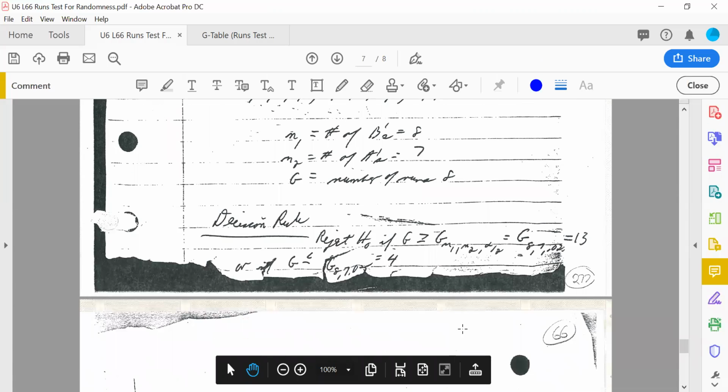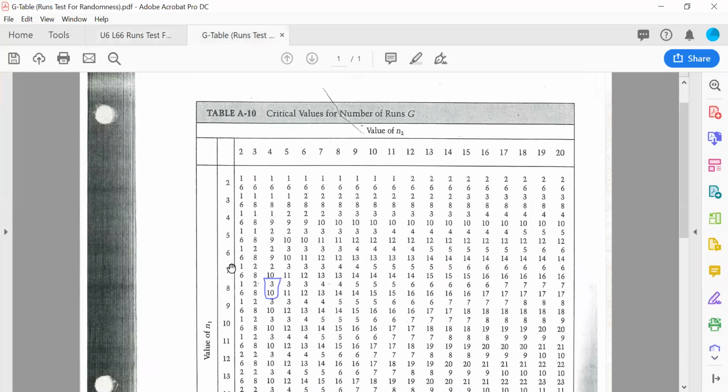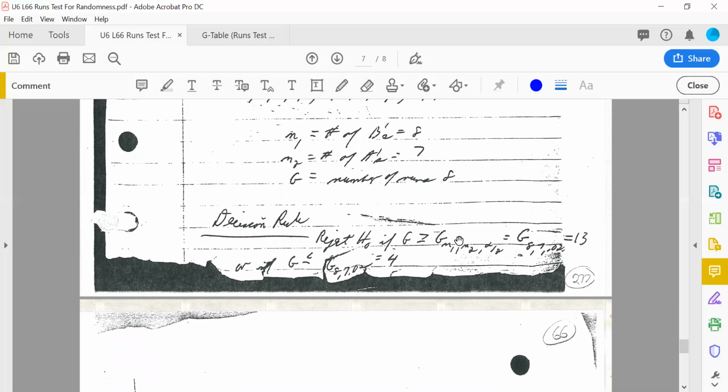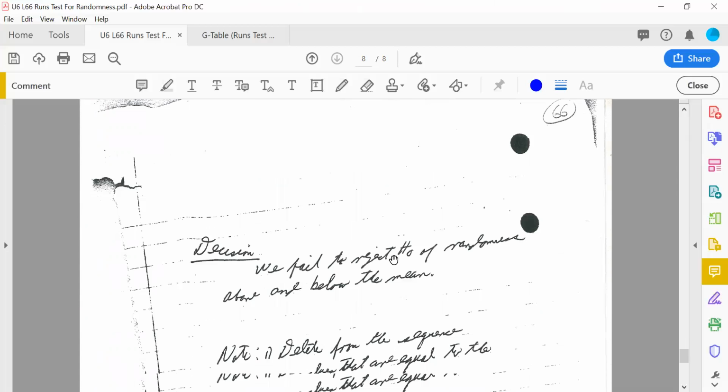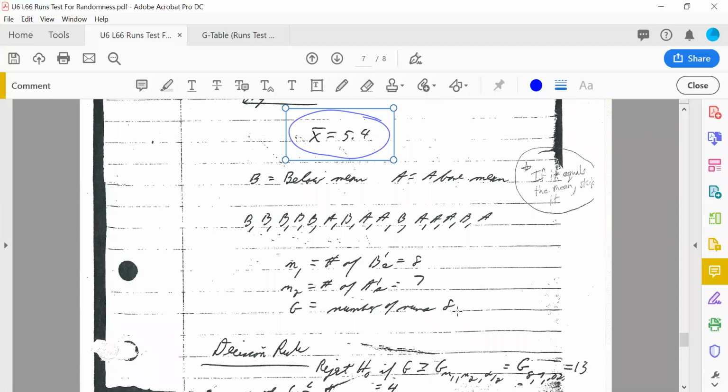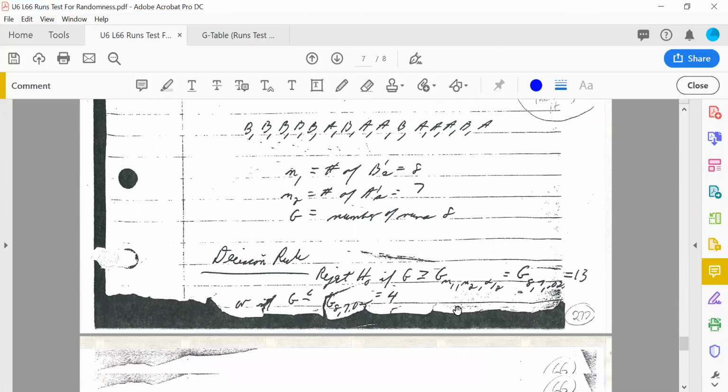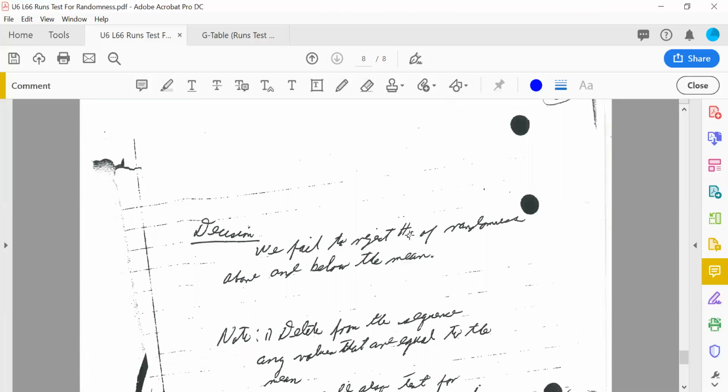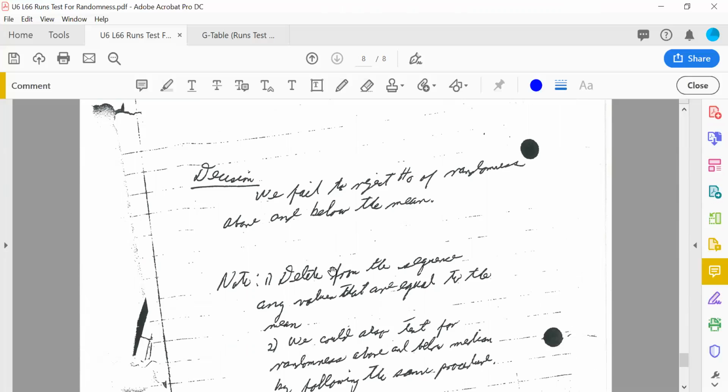Just like example 1, we're going to reject H0 if G is greater than or equal to G with 8 runs, then 7 runs. One more time, I'll go through this. I'm going to go down to 8, then across to 7, and I see it right here. So it's going to be less than or equal to 4 or greater than or equal to 13 if I didn't make any mistakes. All right, so greater than or equal to 13 or less than or equal to 4. Done. By the way, is 8 greater than or equal to 13 or less than or equal to 4? No, it's right in between. So we are going to fail to reject H0 of the randomness above and below the mean.